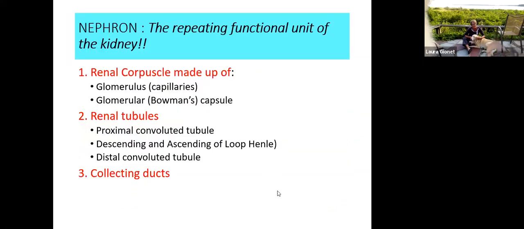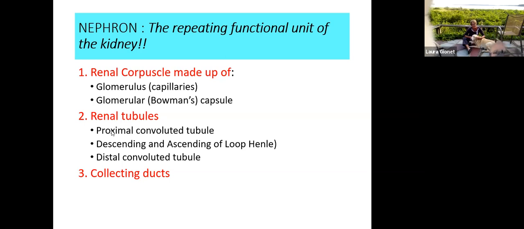Okay, so the nephron is the repeating functional unit of the kidney, about 1.2 million per kidney. It is composed of one major region called the renal corpuscle. The renal corpuscle has two structural components: the capillaries, the blood supply within the center, and then the capsule part to the outside. Together, those two structures form the renal corpuscle.